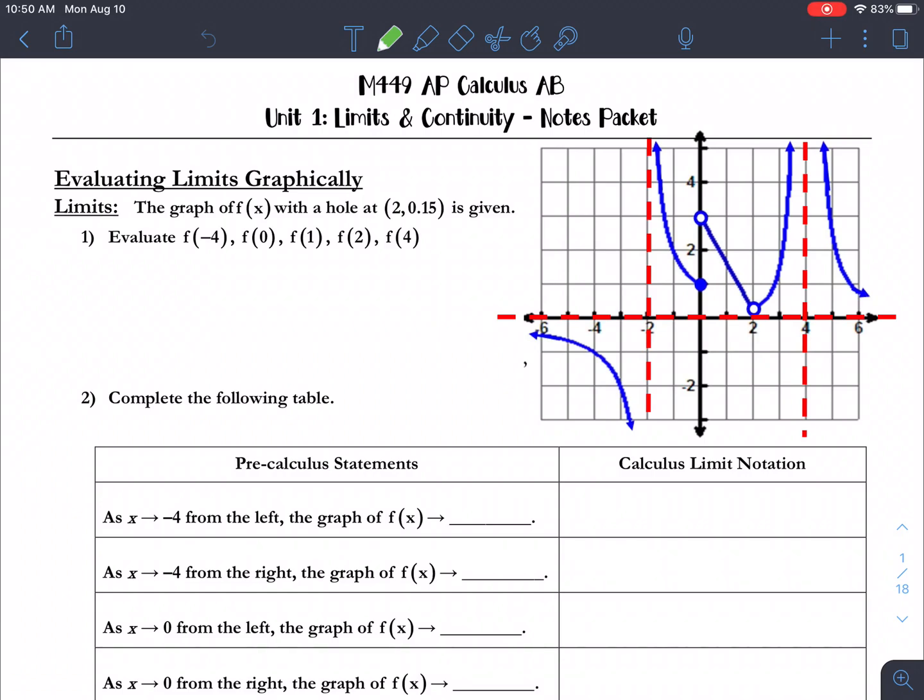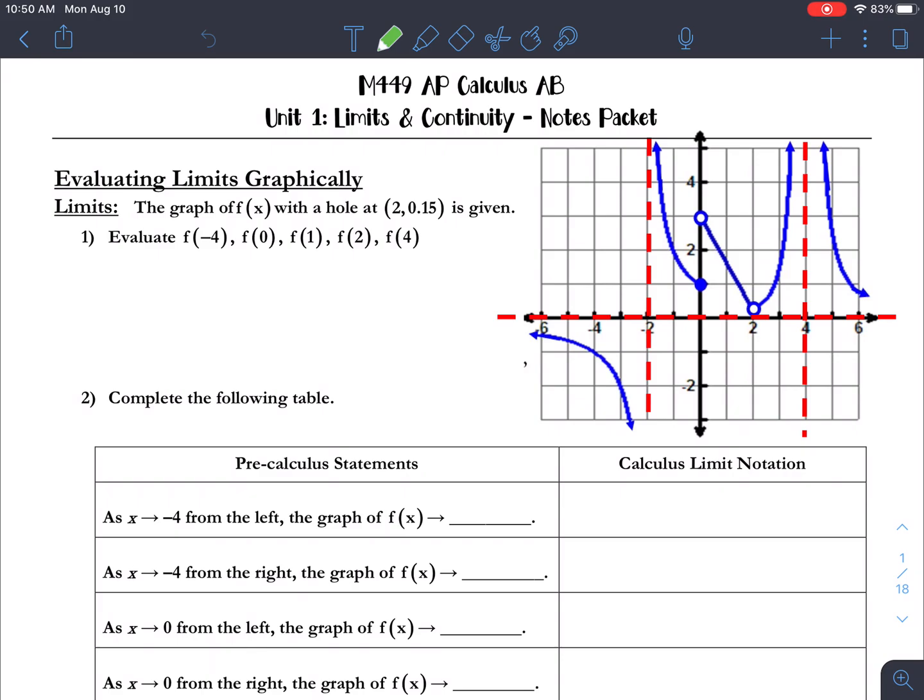Hey everyone, so today we're going to be working on our Unit 1 video for AP Calculus, evaluating limits graphically. So last year in pre-calculus you guys did do some limits. We'll treat this as though it's new for everyone, or just a really heavy review of that. So first we're just going to start with evaluating some y values.